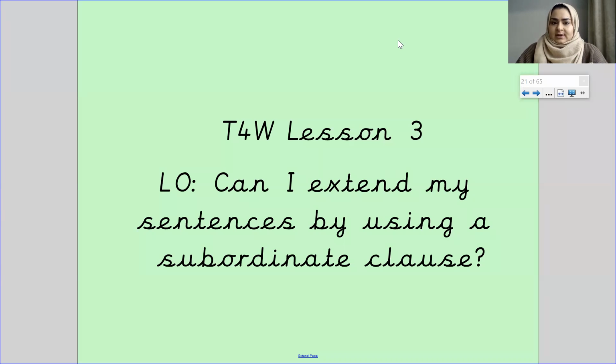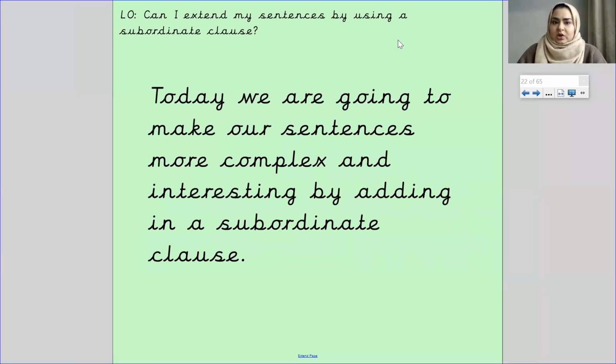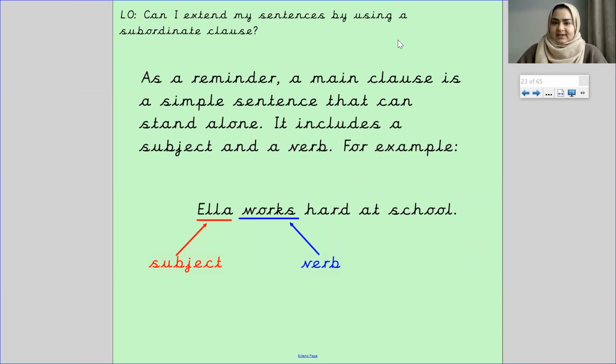Today, your learning objective is, can I extend my sentences by using a subordinate clause? Today, we are going to make our sentences more complex and interesting by adding in a subordinate clause. As a reminder, a main clause is a simple sentence that can stand alone, which means it's a simple sentence that makes sense by itself. It includes a subject and a verb. For example, the subject is the person or the animal, and the verb is what they do.